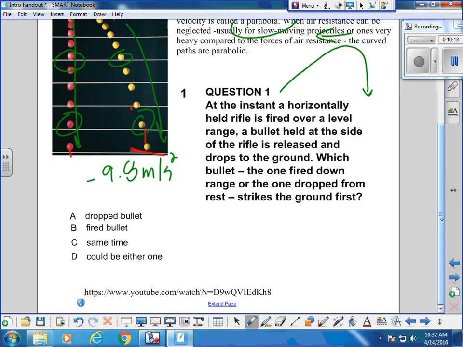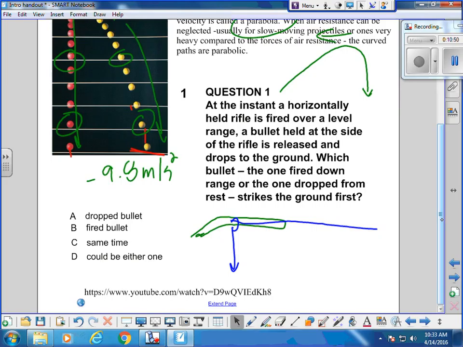Question 1: at the instant a horizontally held rifle is fired over a level range, a bullet held at the side of the rifle is released, drops to the ground. So, I got my gun. Okay, and the bullet goes out like this. Another one drops to the ground at exactly the same instant that it's fired.